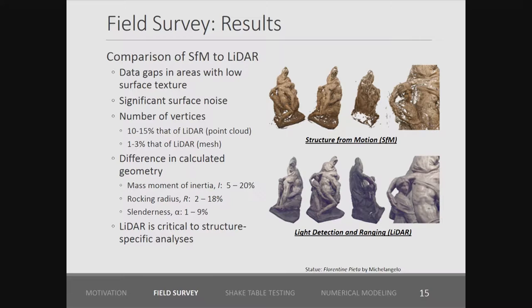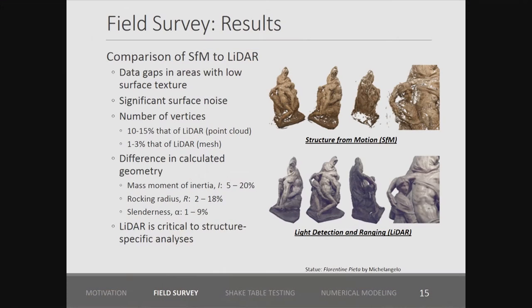And in that, structure from motion was able to match the LiDAR results within approximately 20% in terms of both the mass moment of inertia as well as the rocking radius. And furthermore, it was able to match the LiDAR in terms of the slenderness or aspect ratio within approximately 10%. Therefore, this survey emphasized the need to use LiDAR for a statue or structure-specific analysis, but the ability to incorporate both techniques when looking at a general range of the systems.